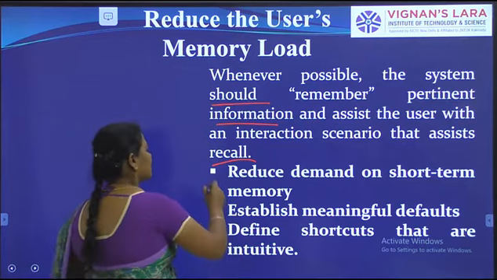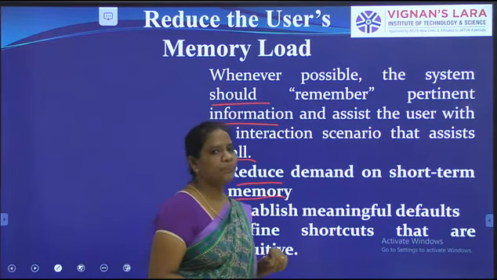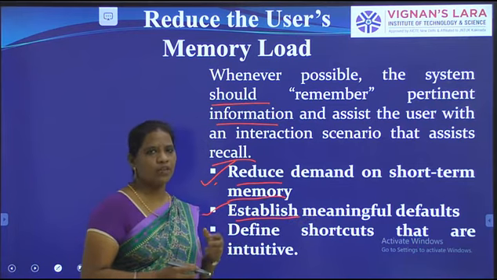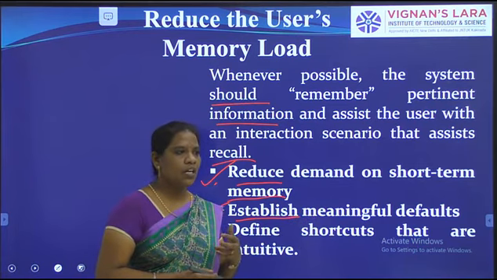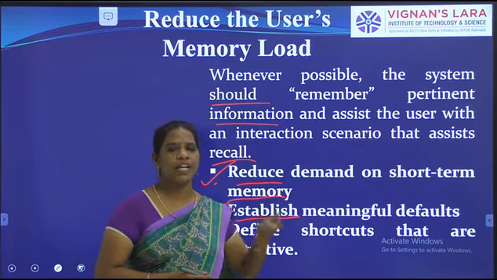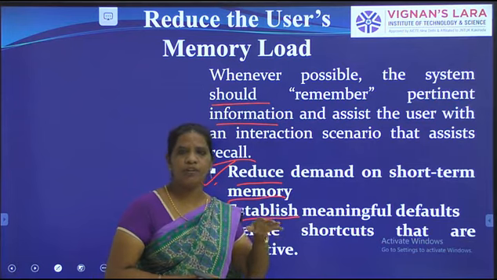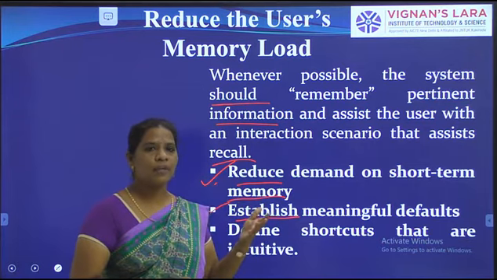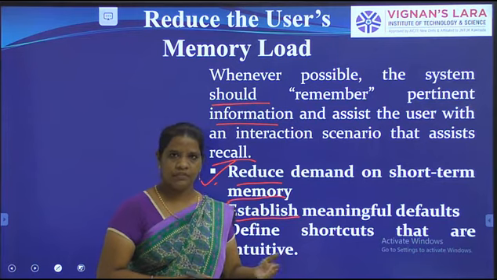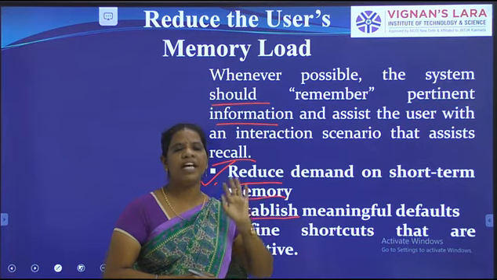Next, the first point is to reduce the demand on short-term memory. The second one is to establish meaningful defaults. So what are defaults? For example, if you open your Word document, you get F1 for help. Why are they giving only F1 for help? Whatever documents you open, like a PPT or Excel or Word, the F1 key is only for help.